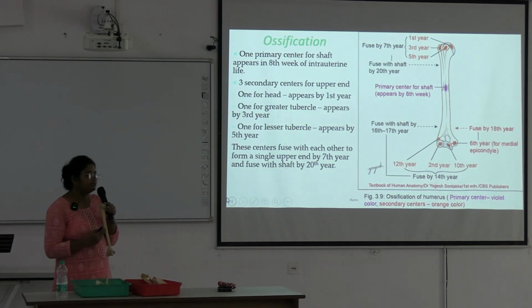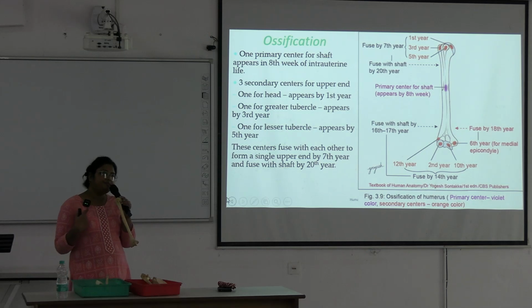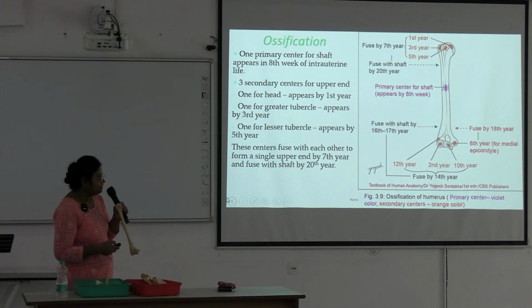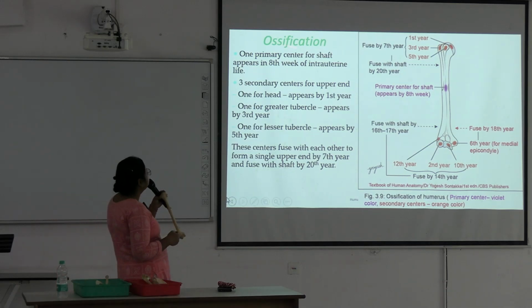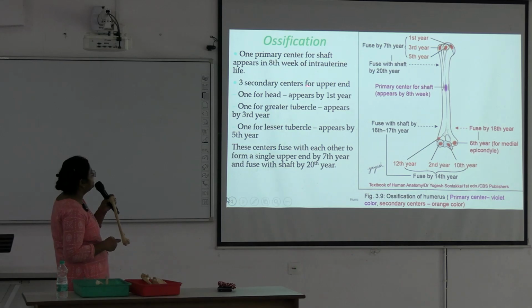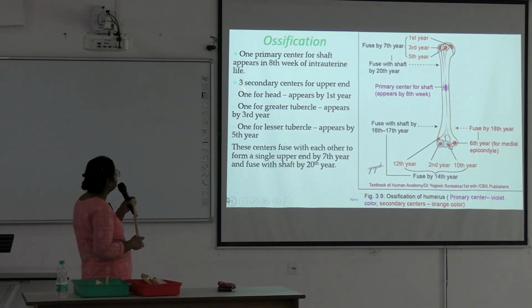Now we go to the ossification. Ossification of humerus is very, very important, very frequently asked in your viva. Okay. So ossification. One primary center for the shaft appears in the 8th week of intrauterine life.